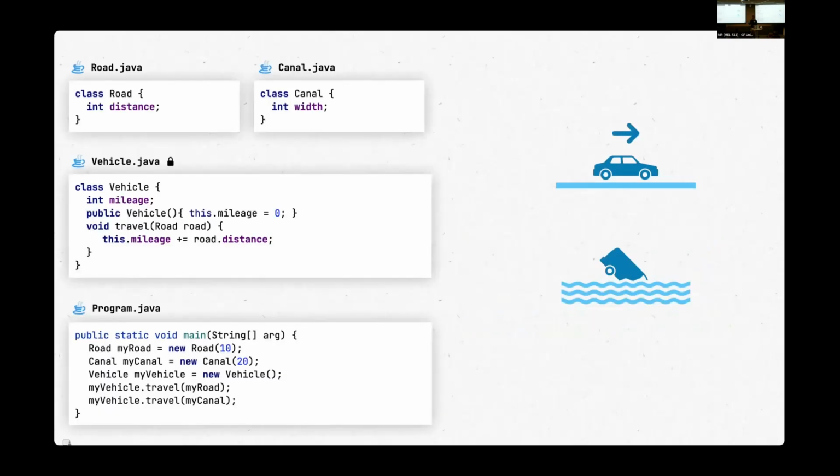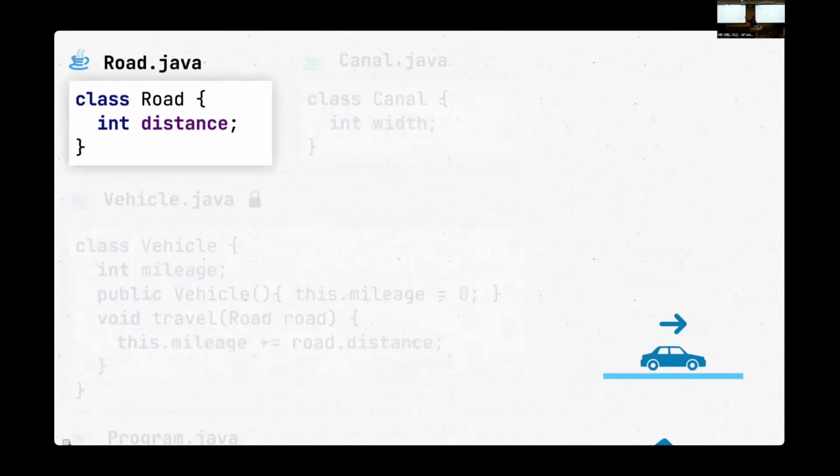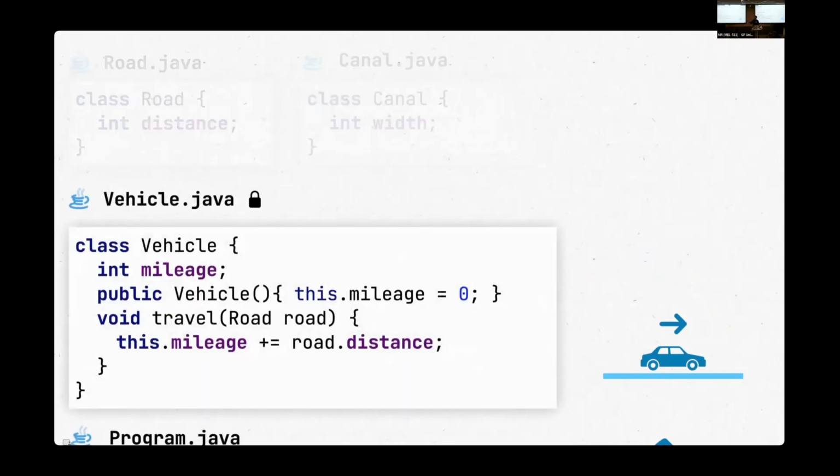To illustrate that, imagine we have these 4 classes. So here we have a road class which has some associated distance in it. And here we have a library class called the vehicle, which has some mileage. And when you create this car, it'll come with 0 mileage. And every time you ask the vehicle to travel over a given road, we'll add to that mileage. For the sake of the argument, just assume this is a library class and you can't edit that. This will be relevant a bit later.